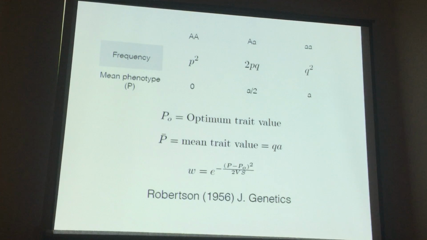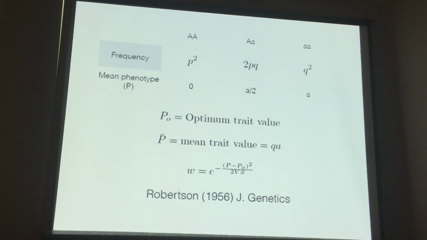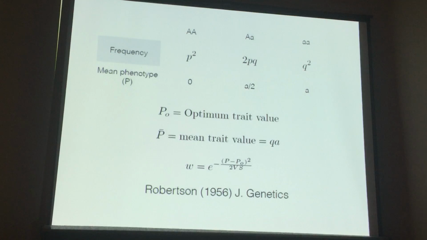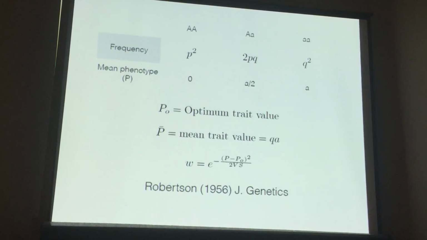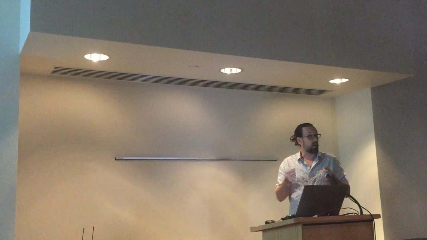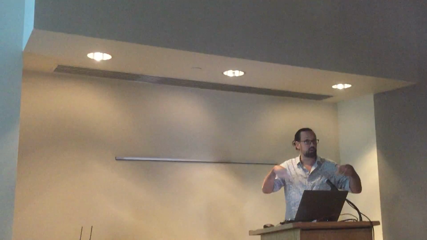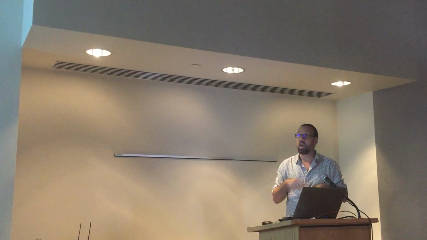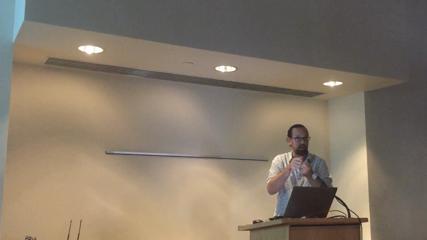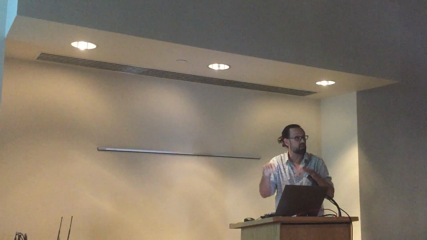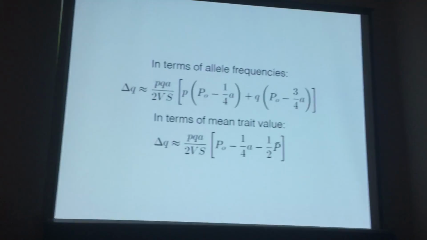And this model was first discussed, as far as I know, by Robertson about 60 years ago. What we're going to do is some really simple extensions to this model, where he considered the optimum trait value as the current population mean and considered recurrent selection on the mean. We're just going to ask what happens when the optimum changes and is away from the mean, and look at what happens to the change of allele frequency. So it's a very simple extension of that work.